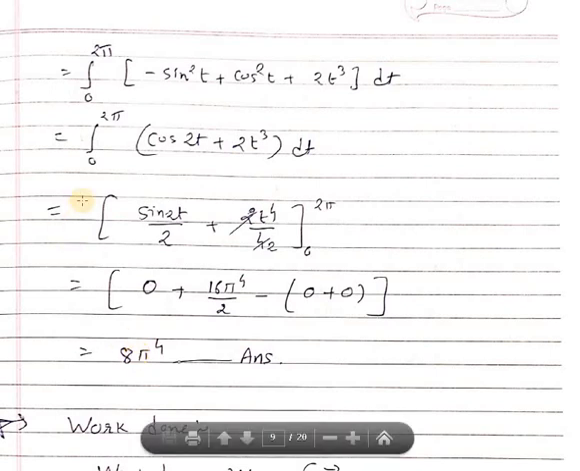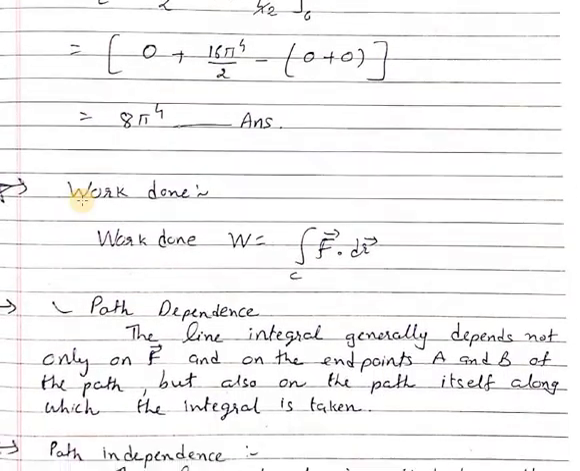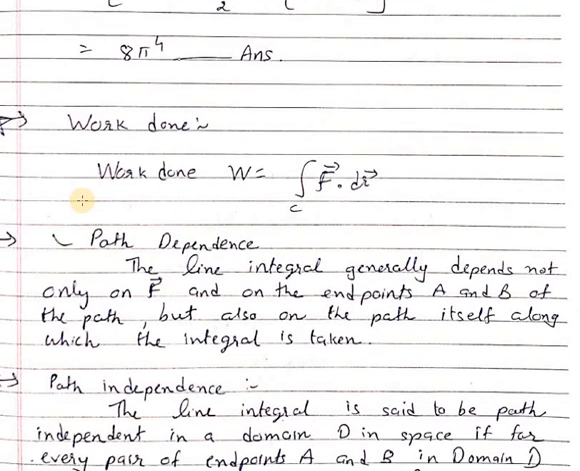Now we are going to use the work done. The line integration also gives you the work done. See, in simple physics we have introduced that F into D, where F is a force, D is a displacement. So if F̄ is a force field and we are considering that dr is a very small displacement, then the work done is given by W = ∫ F·dr. Okay, so this is the formula for work done in a vector field.